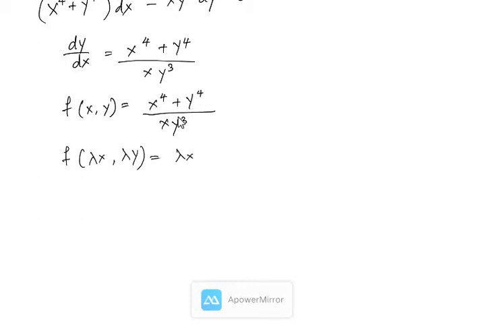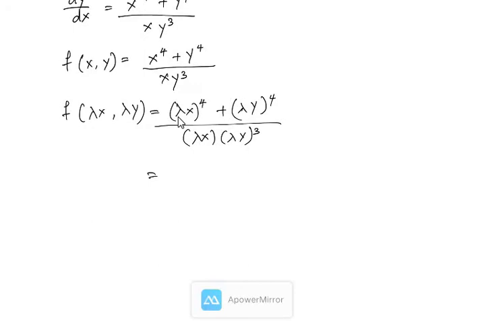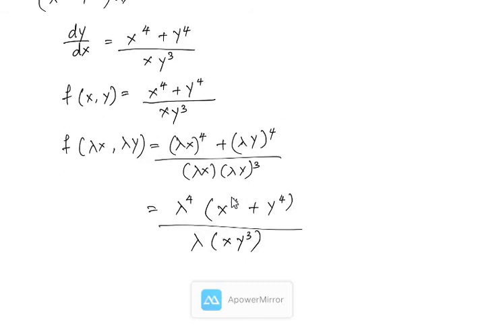And therefore we obtain lambda x power of 4 plus lambda y power of 4 divided by lambda x lambda y power of 3. So here we factor out lambda power of 4, and then we are left with x power of 4 plus y power of 4 divided by lambda multiplied with lambda power of 3, which gives lambda power of 4, and here we obtain x y power of 3. So we can cancel out this lambda power of 4, and we remain with this part, which is the same as f(x,y).